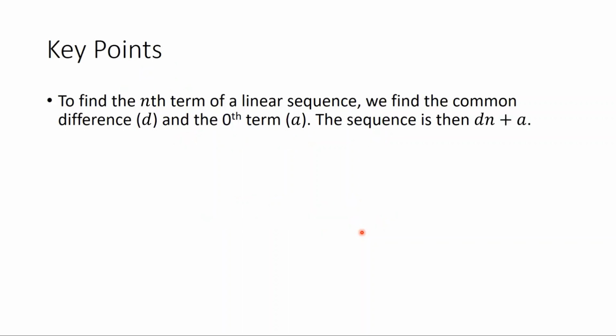Okay, so the key point from this video is that to find the nth term of a linear sequence, we first find the common difference, then we find the 0th term, and we can use that to build the nth term. So it's the common difference times n plus the 0th term.